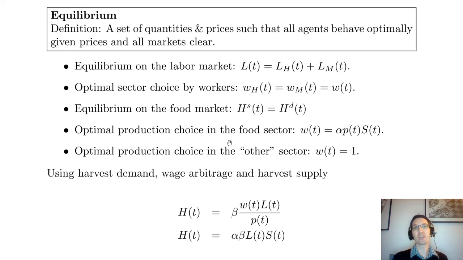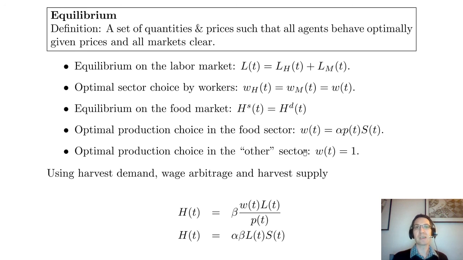Optimal production choice in the food sector. This just means that the wage in the food sector has to be equal to its real marginal productivity that we already saw. Same thing for the production in the other goods sector. So the marginal productivity is just one.